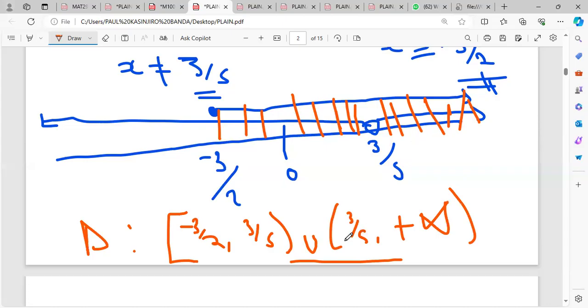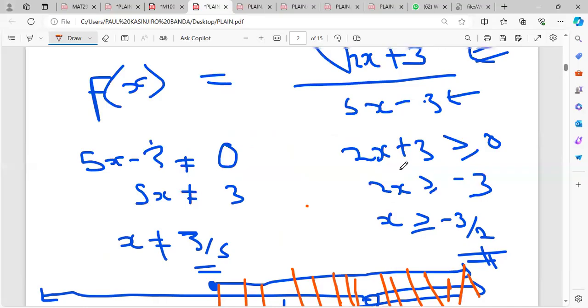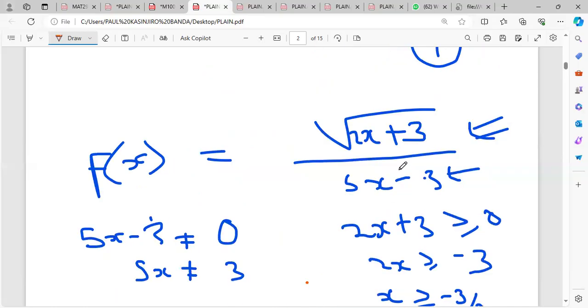Then they're saying find the range of this. So how do you find the range of this function?